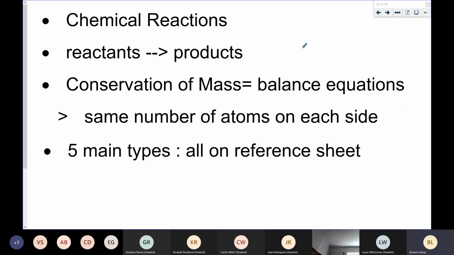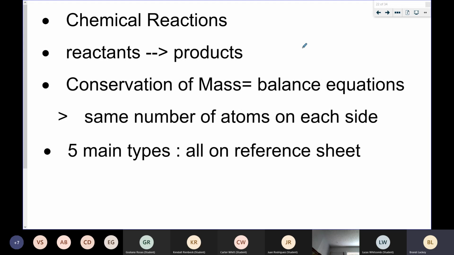All right, and then looking at chemical reactions. Remember, chemical reactions is where you have a ton of stuff on your reference sheet, like your cheat sheet. It gives you a lot of information. Remember, your starting materials are your reactants. Your final materials are your products. Generally, your reactants are on the left side of the yield arrow. The products are on the right side of the yield arrow.